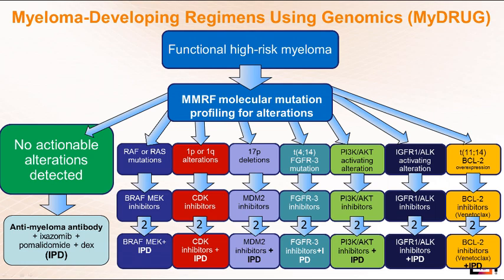And this was what Mary had mentioned earlier about the MyDRUG trial. And again, this is a study that's being done at all the MMRC institutions. And we do the molecular mutation testing that I had mentioned before. And if you don't have an actionable mutation, you get put on an antibody and ixazomib pomalidomide.